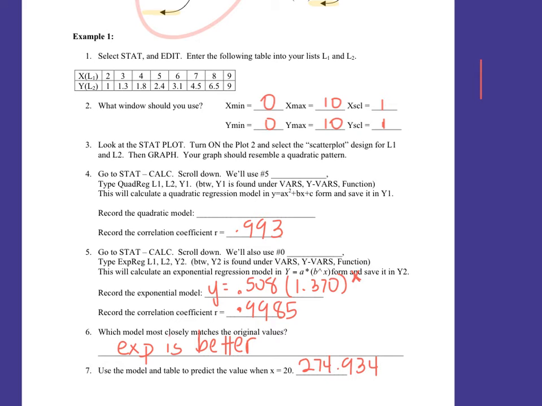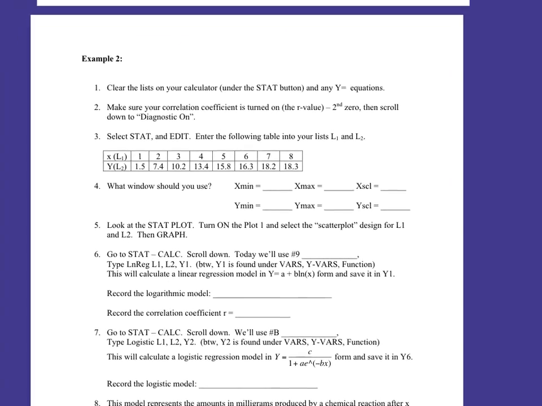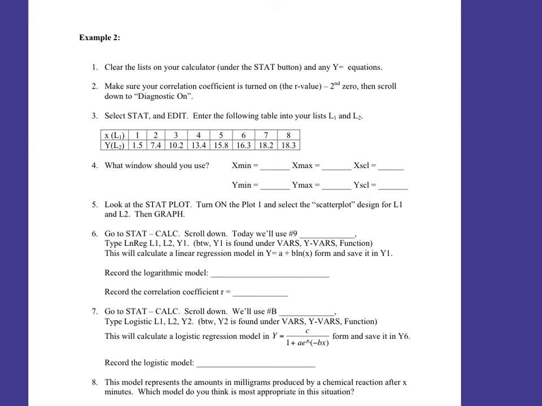All right, any questions on example 1? Okay, let's move on to example 2. So go to the second page of your worksheet. Go back to your stat, and you want to clear out the lists that we had before. And you want to put in the new ones, please. So it'll be 1.5, 7.4, 10.2, etc.